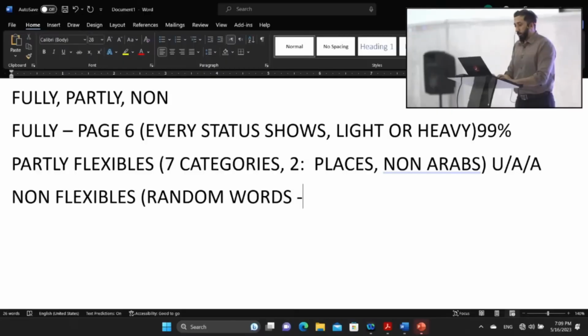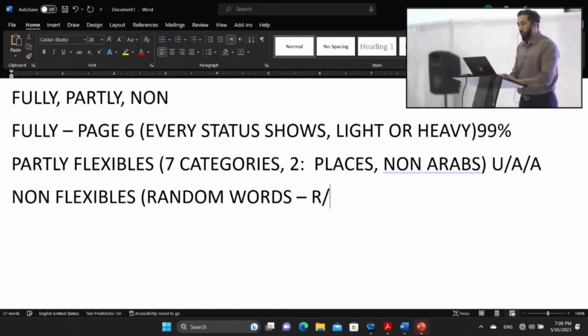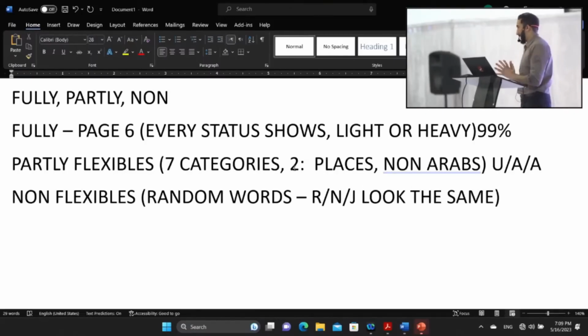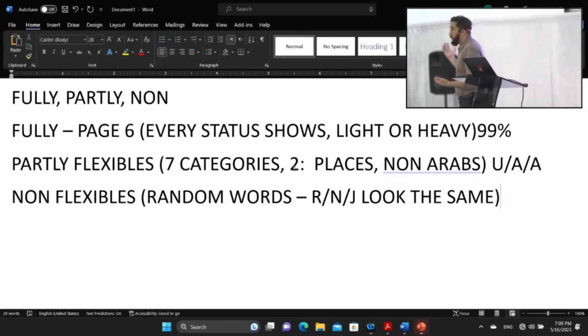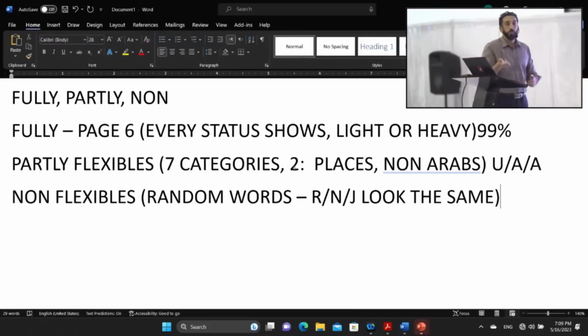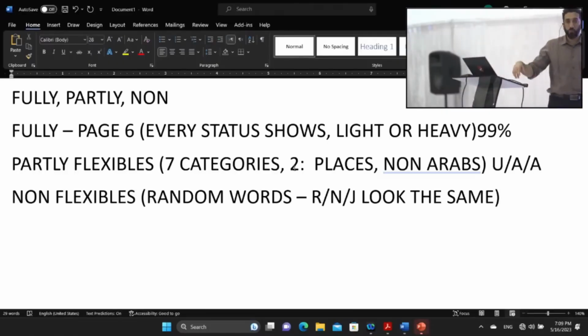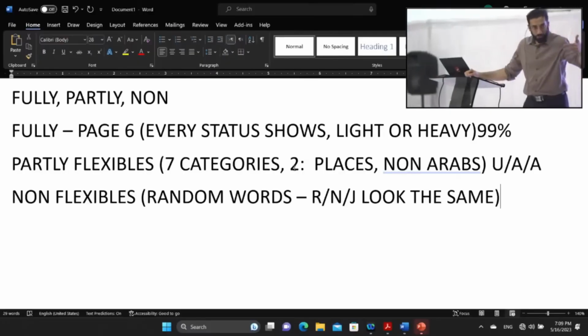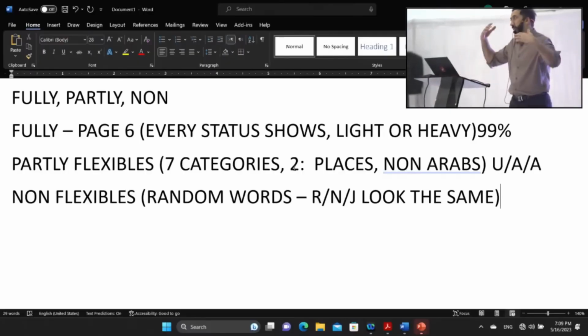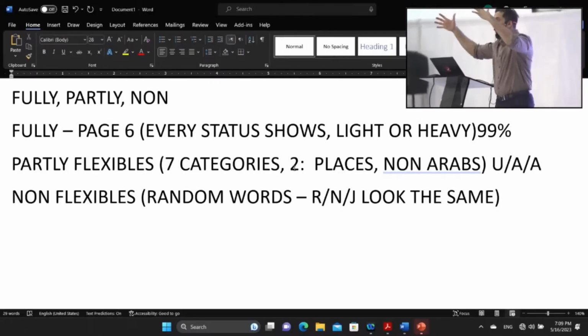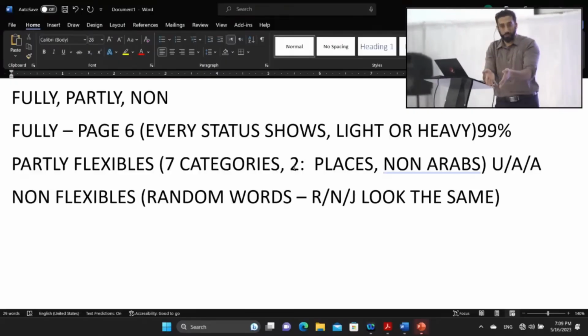So they're random words, but the key, the common denominator, is that the rafa' and the nasab and the jar look the same. That's the key. And how will you know? I'll tell you, hey, by the way, this word is non-flexible. The moment I say this word is non-flexible, what are you supposed to think? I don't know. It could be rafa, it could be nasab, and it could be jar, which means I have to look for other clues to figure out the answer.